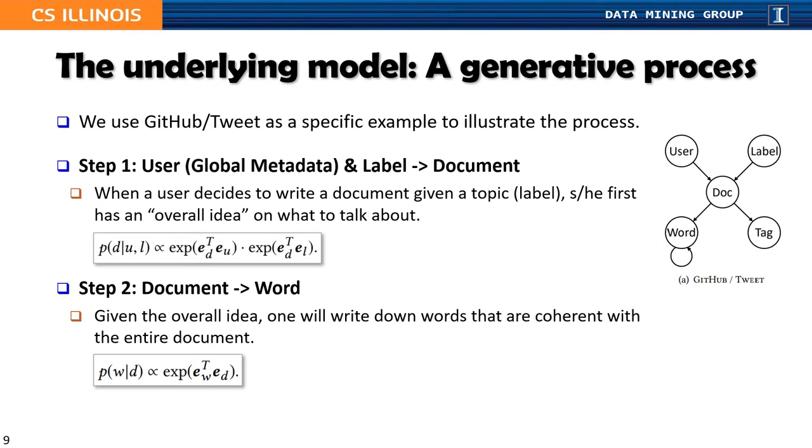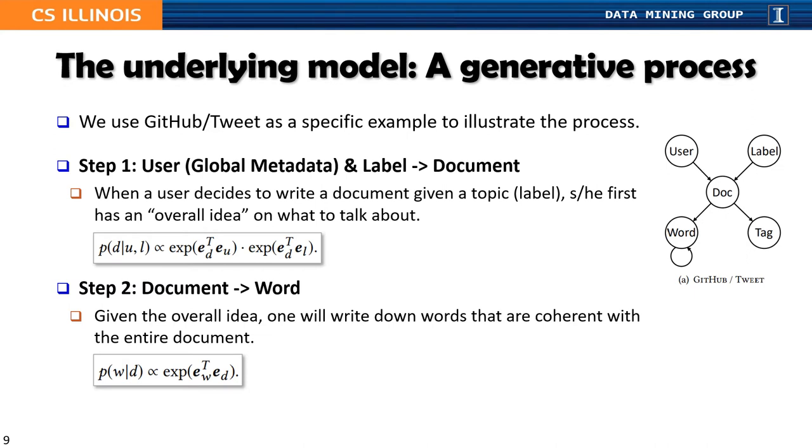Here we use GitHub and Tweet as a specific example, where the global metadata is the user information and the local metadata is the tag information. Our generative process can be decomposed into four steps. Let us consider how humans write articles. In the first step, when a user decides to write down a document given a topic, he or she first has an overall idea on what to talk about. This overall idea can be represented as the document embedding ED. It should be close to both user embedding EU and label embedding EL.